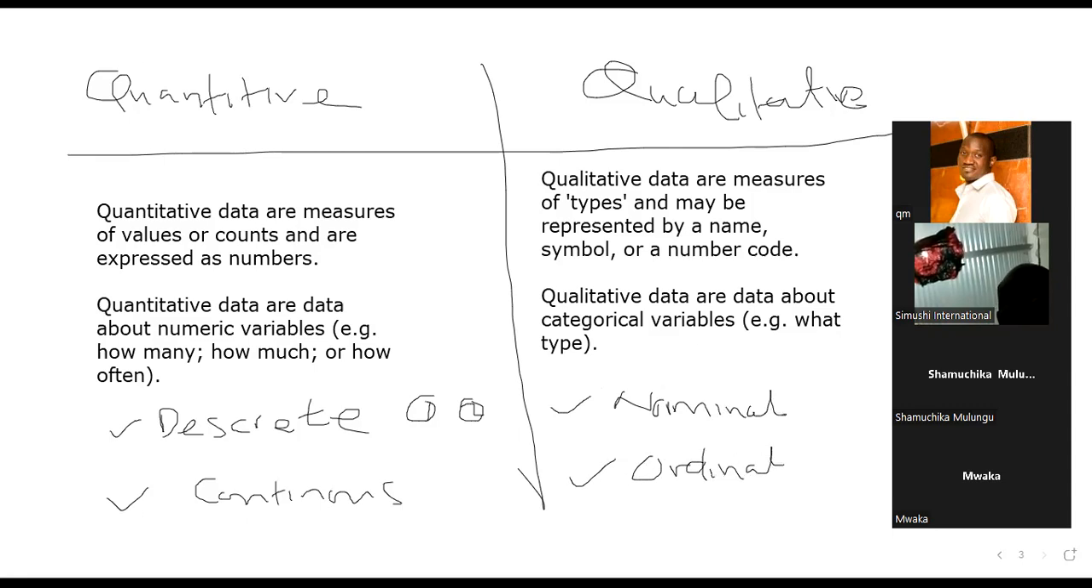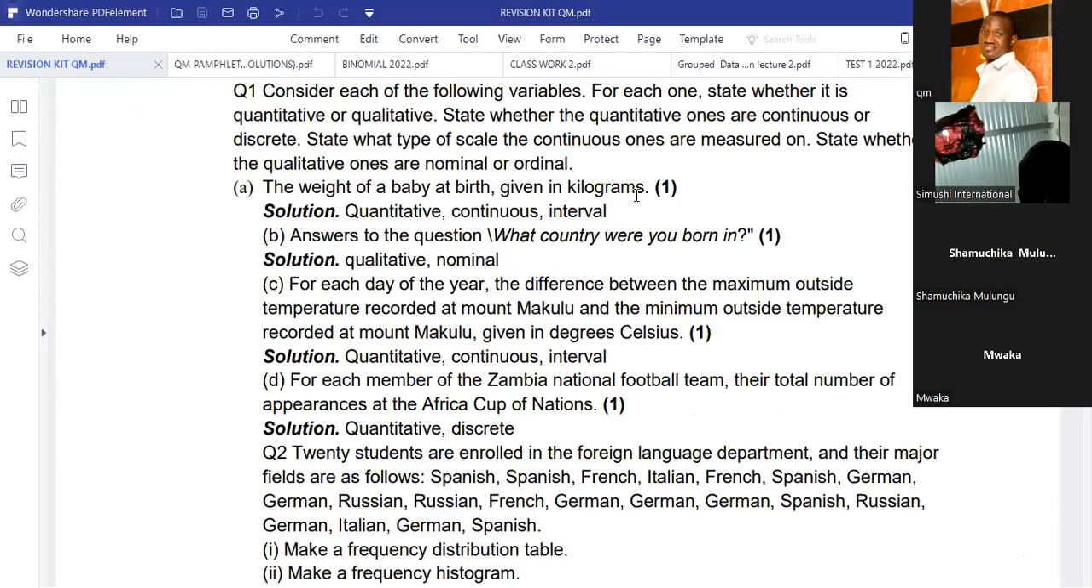We'll quickly go through a few questions, then we'll proceed to measures of central tendency. We're given a question: consider the following variables, state whether each is quantitative or qualitative. You could also state whether it's discrete or continuous. Here, the weight of a baby, what type of data is it? This is quantitative but continuous. Intervals could be obese or underweight or normal. There are those red flags that we have.